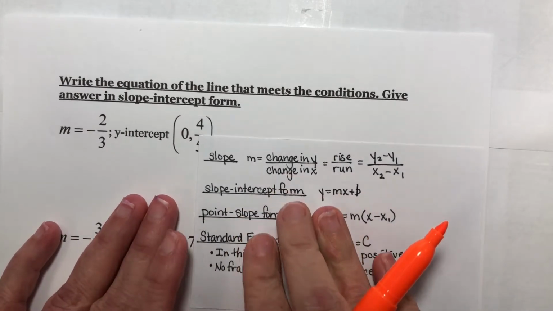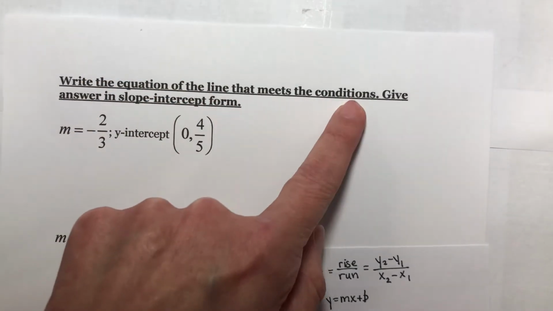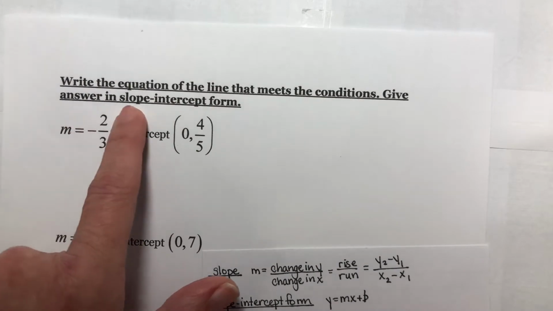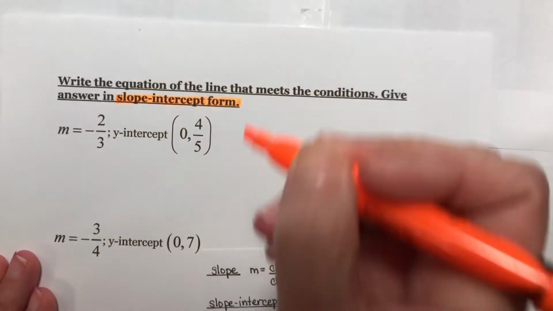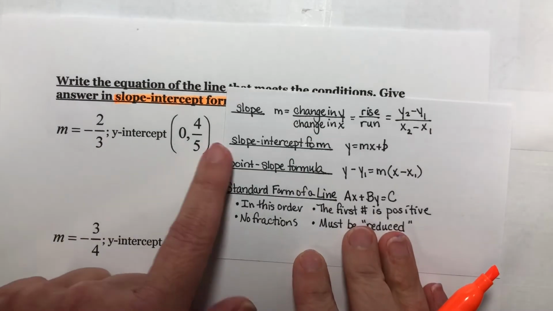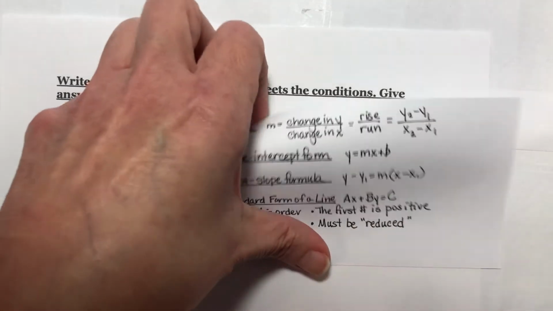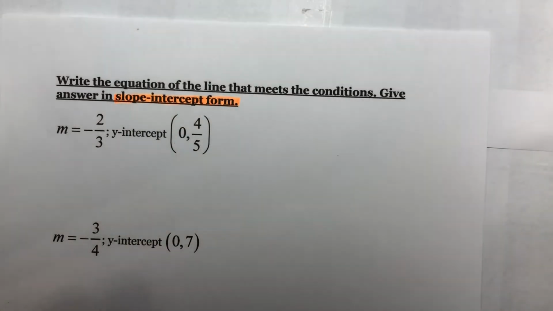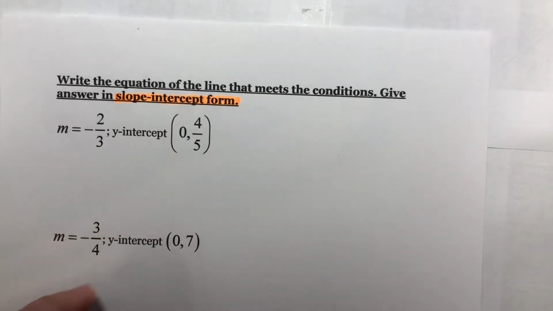Okay? So these first questions, write the equation of the line that meets the conditions. Give the answer in slope-intercept form. Okay? That means whatever I do here, I'm going to end up rearranging things so it matches this pattern. Okay, so let's look at what we have. We are given a slope, and we are given the y-intercept.